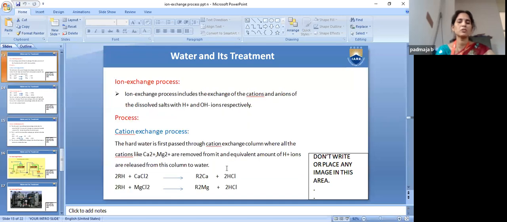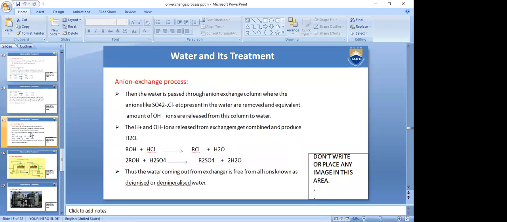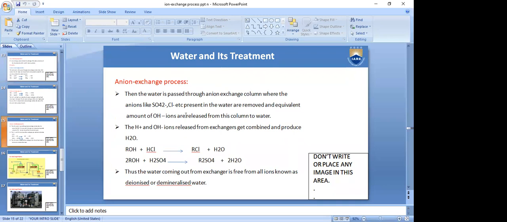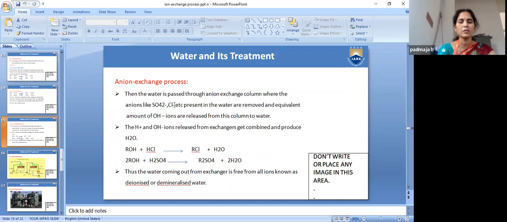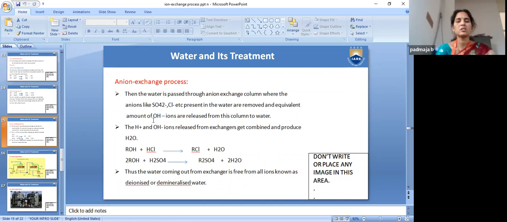What are the anions present in the water? We have seen previously that the water is containing HCl, which means chloride ions are present. And next we can see H2SO4, which is nothing but sulfate ions present in the water, so anions are present in the water. So when this water is passed through the anion exchange column, the sulfate and chloride ions present in the water are exchanged with the OH- ions present in the anion exchange resin. So now the anion exchange resin is converted into RCl or R2SO4.